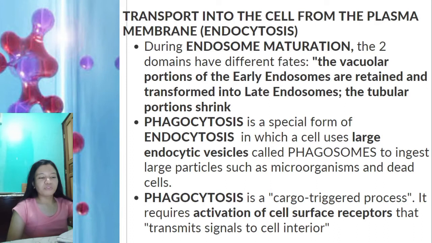So, phagocytosis is a special form of endocytosis in which a cell uses a large endocytic vesicle, which we call a phagosome, to ingest a large particle such as microorganisms and dead cells. So, phagocytosis is a cargo-triggered process, which requires the activation of cell surface receptors whose goal is to transmit signals to the cell.